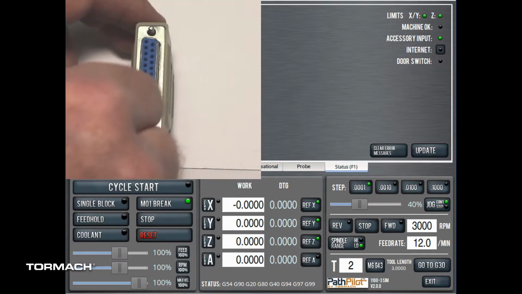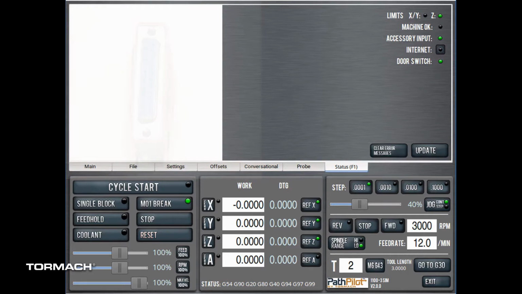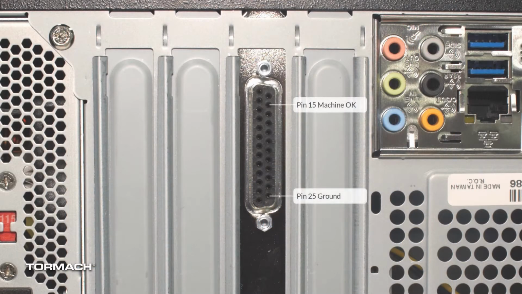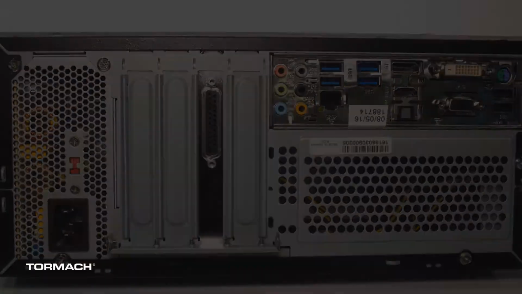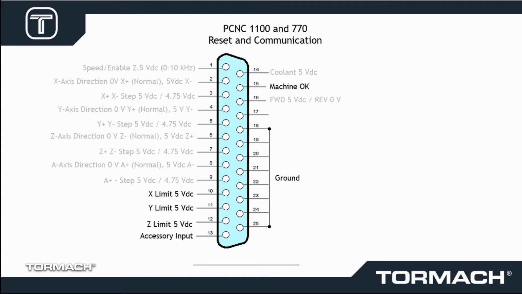If your test results differ from those presented here from the machine connector end of the cable, repeat the tests from the back of the controller. The pin designations are the same. This will isolate the issue to the DB25 cable or the controller interface board.